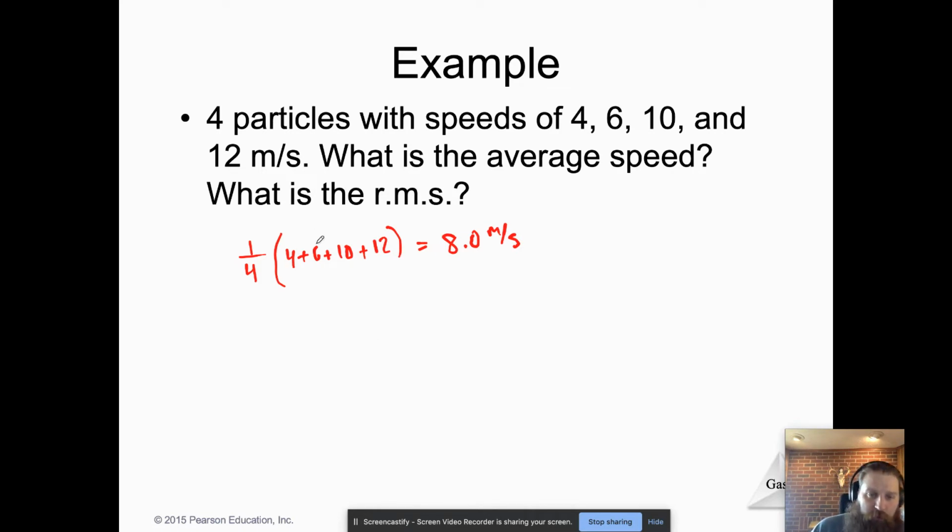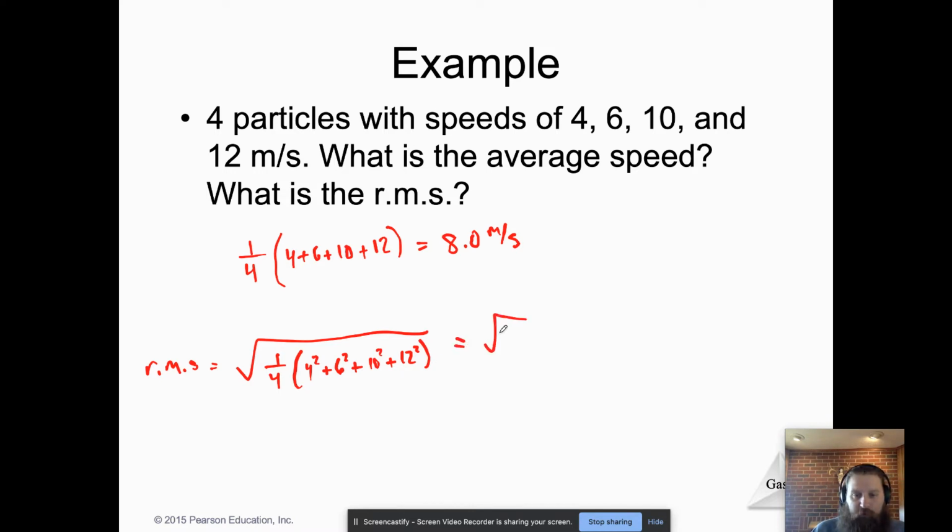Well, what about our root mean square speed? So first, let's look at root mean squared. Mean tells me I'm still doing the average. But squared says I need to square all these numbers, and then root tells me I need to take the square root of all of them. So RMS tells me exactly what to do: take the square root of the mean of those squared speeds. So 4 squared plus 6 squared plus 10 squared plus 12 squared, over 4. That's going to give me the square root of 74, which is about 8.6 meters per second.